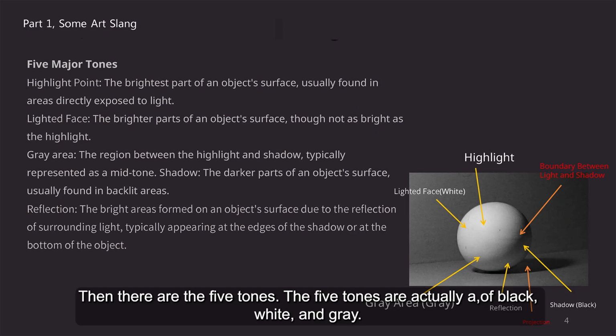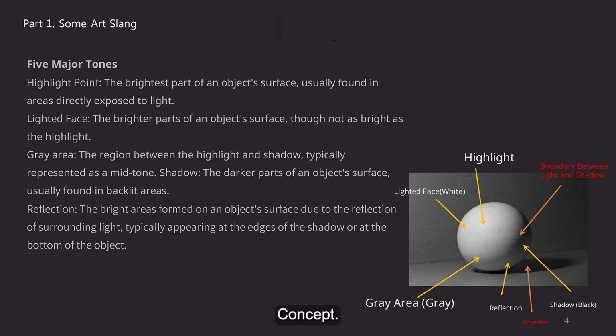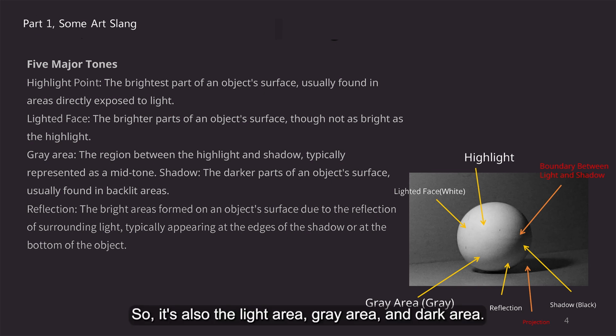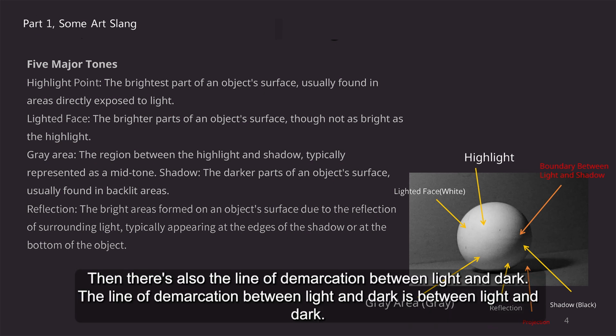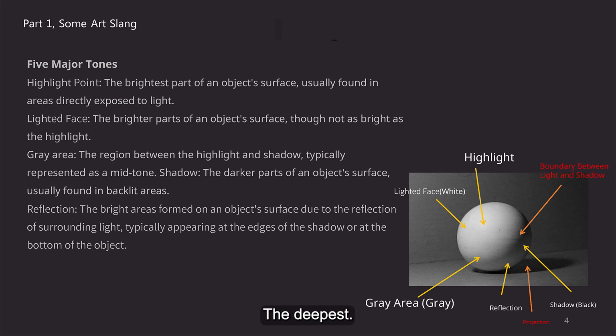Then there are the five tones. The five tones are actually a more subdivided concept of black, white, and gray. So it's also the light area, gray area, and dark area. Then it adds a highlight. Then it adds a reflection. Then there's also the line of demarcation between light and dark, which is the deepest line between light and dark, the line with the deepest color, the darkest line. And then there are shadows.